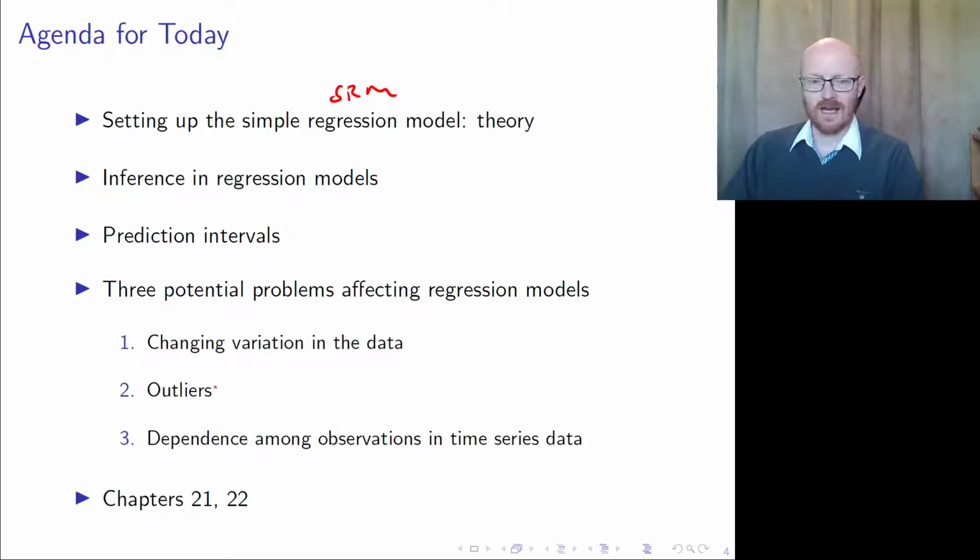And we're going to look at outliers, which are points which do not seem to fit in with the other points or our regression model. And we're going to look into dependence among observations in time series data. Time series data is covered in the penultimate lecture, but it's extremely useful to use. Okay, and what we're covering today is chapters 21 and 22.